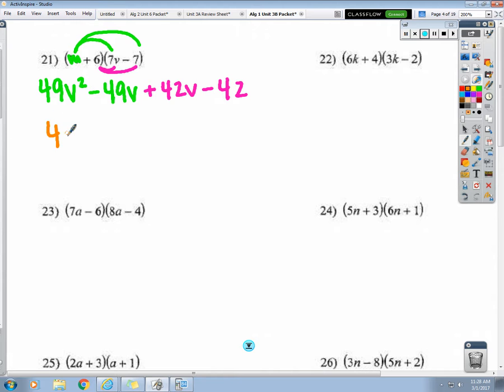49b squared will just come down. But look, aren't both of these terms in the middle both just b to the first power? So when you add them, you don't mess with their exponents, you just add their coefficients. What's negative 49 plus 42? Negative 7b. And then minus 42, and that's the final answer. Okay, so go ahead and copy it if you didn't already, and then we'll move to 23.